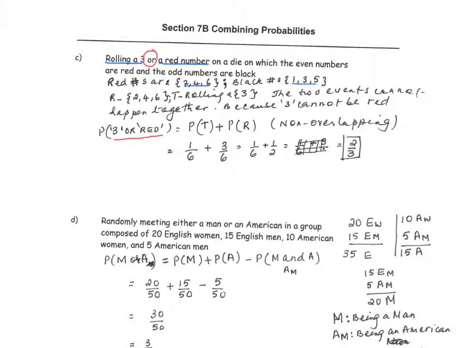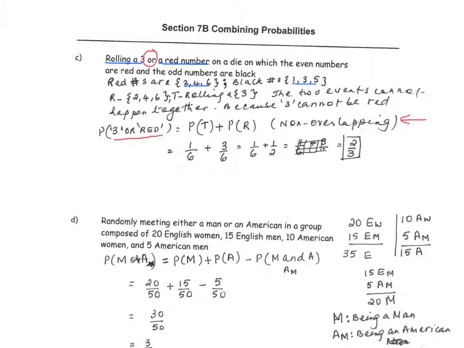So in order to figure that out, the question we need to ask ourselves is, can the two events happen together? So can you roll a 3 and a red number? So let's check. What are the red numbers? 2, 4, and 6. We don't see a 3 there. So we cannot roll a 3 and a red number together. So these two events, 3 and red number, are non-overlapping events. So they're disjoint or non-overlapping events.